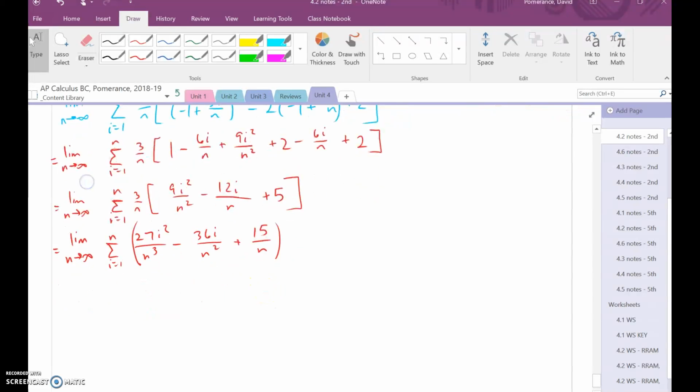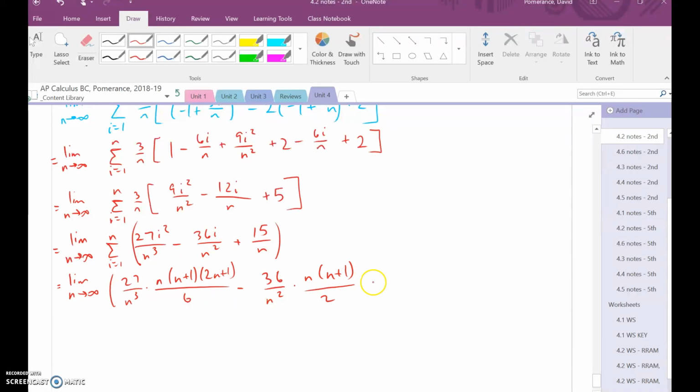So for each one of these, we can evaluate the sum. So the limit as n approaches infinity of, the first one is going to be 27 over n cubed times the sum of i squared. That formula is n times n plus 1 times 2n plus 1 over 6. And then we've got negative 36 over n squared times the sum of the i's, and that formula is n times n plus 1 over 2. And then we've got 15 over n times n. 15 over n is being added up n times, so that's times n over 1.